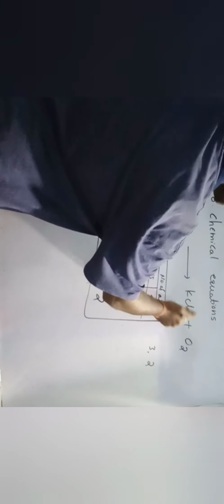This is an unbalanced equation. Now, how to balance this equation? Actually, here oxygen atoms 2, here oxygen atoms 3. First, balance the oxygen atoms. So, here 2, here 3. So 3 comma 2 means simply this one is multiplied with 2 and this one is multiplied with 3. Now oxygen atoms are balanced.